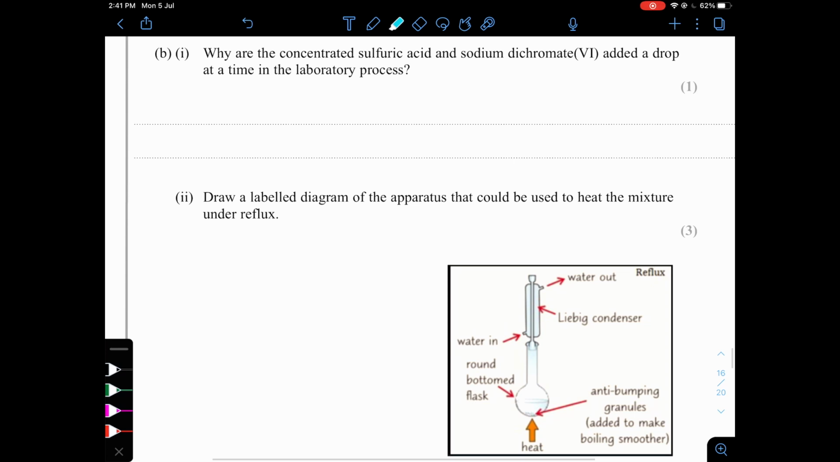Why are the concentrated sulfuric acid and sodium dichromate added a drop at a time? Like I said before, they're added a drop at a time because it's a very vigorous reaction. So we can say it's to prevent the mixture heating too rapidly. That's why.